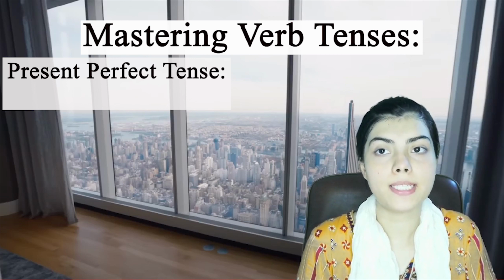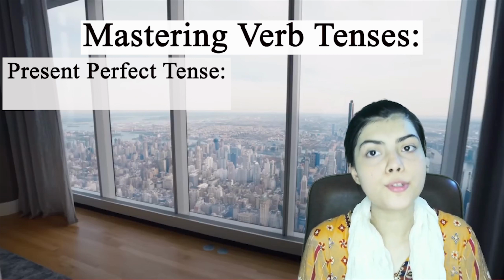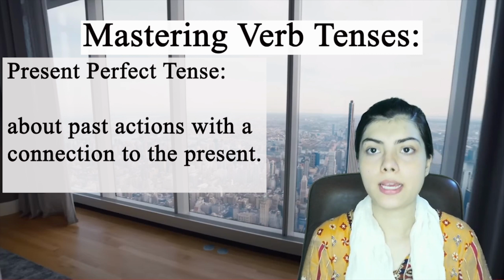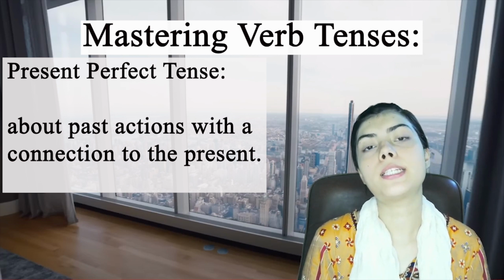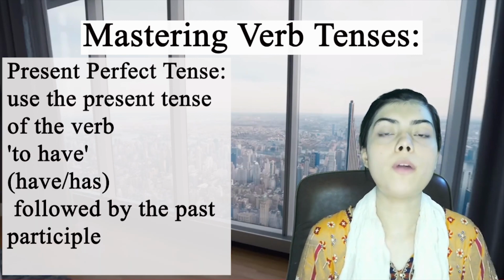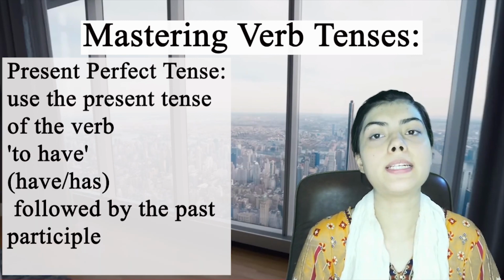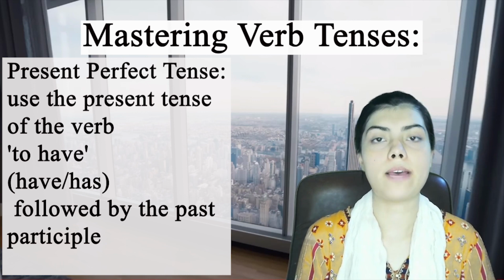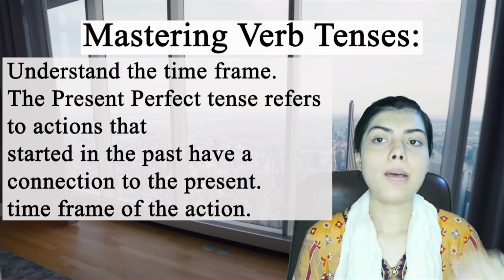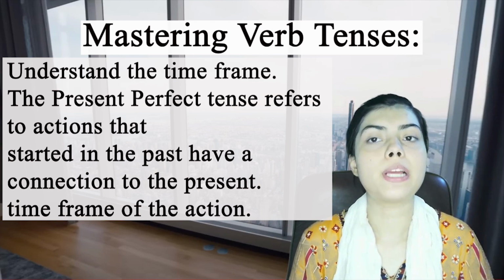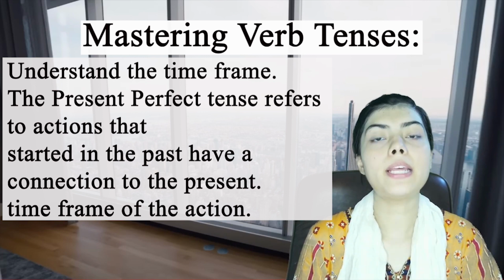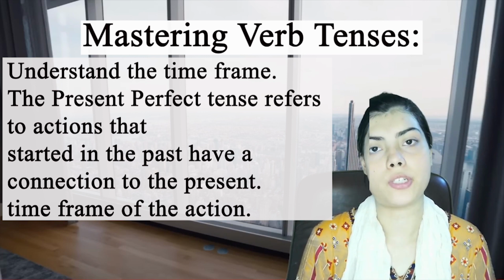Present perfect tense. Present perfect tense is used to talk about past actions with a connection to the present. Let's explore some practical steps to enhance your grammar skills. To form the present perfect tense, use the present tense of the verb to have, has, have, followed by the past participle. Tip 1. Understand the time frame. The present perfect tense refers to actions that started in the past and have a connection to the present. Pay attention to the time frame of the action.